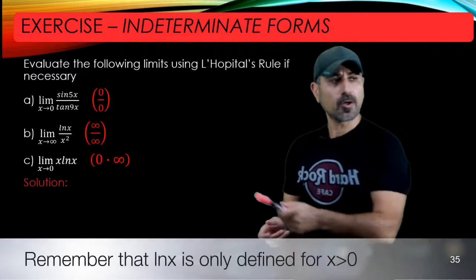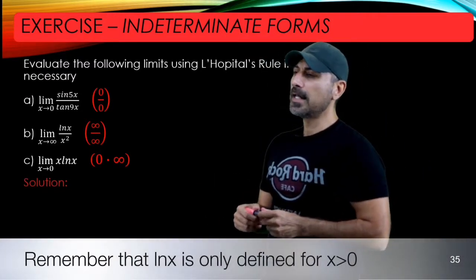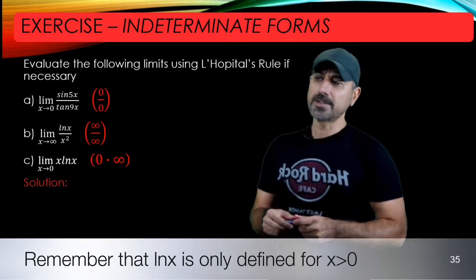And here is part C. I have the limit of x ln x as x approaches 0.